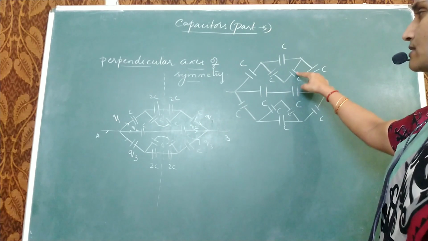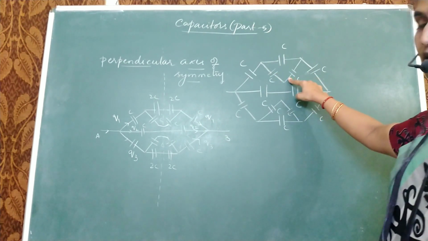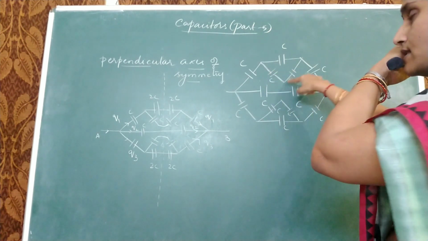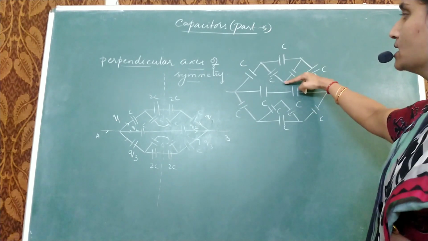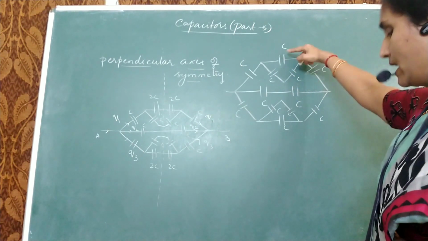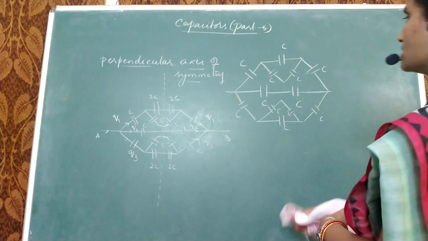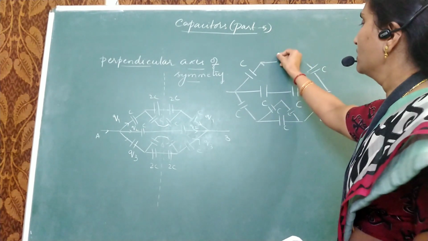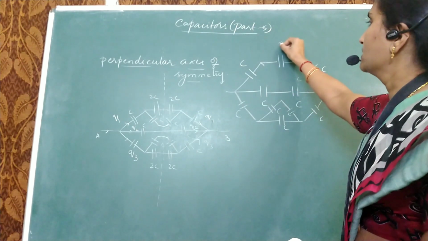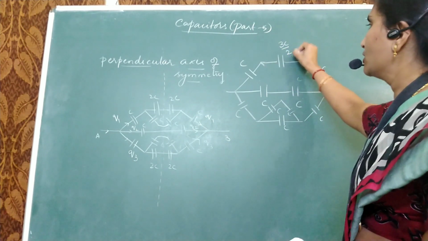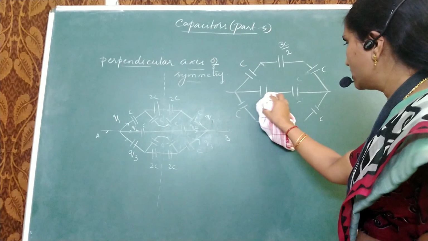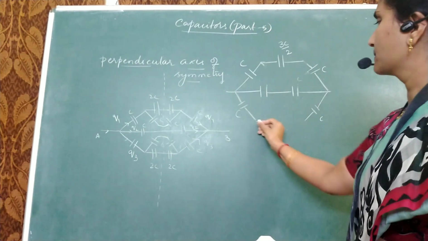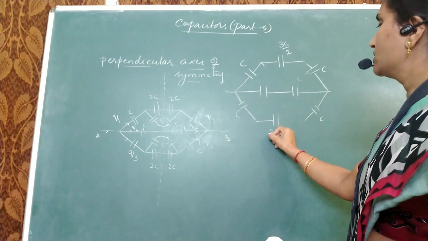So how are these two capacitors connected? In series. C and C in series will become C by 2. C by 2 plus C, because they are in parallel, answer will be 3C by 2. So I will replace these three capacitors with a single capacitor, that is 3C by 2. Similarly, this lower three also can be replaced as 3C by 2.